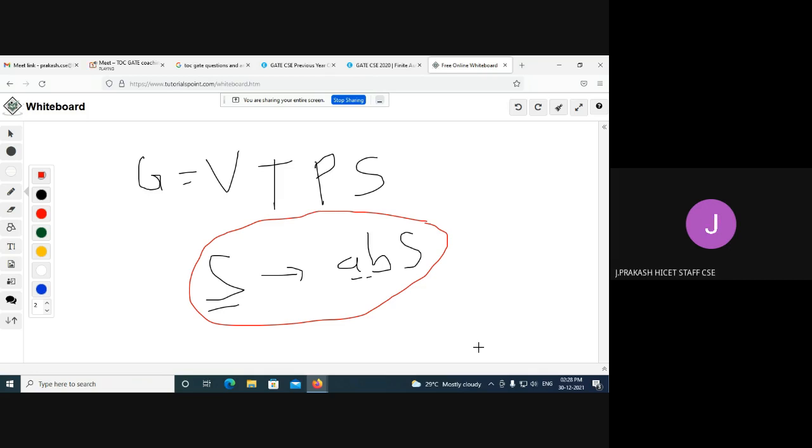The grammar is split up into four parts. One is capital V, variable. Variable means all the capital letters, capital A, capital B, capital C up to Z. T means terminal. We have four types of terminals: small a to z, digits 0 to 9, special characters, and operators. These are the four types of terminals, also called input, showing how it can accept. The next one is production. What is production? S implies ABS. The entire term is called production. Are you able to view my screen? Yes, sir.